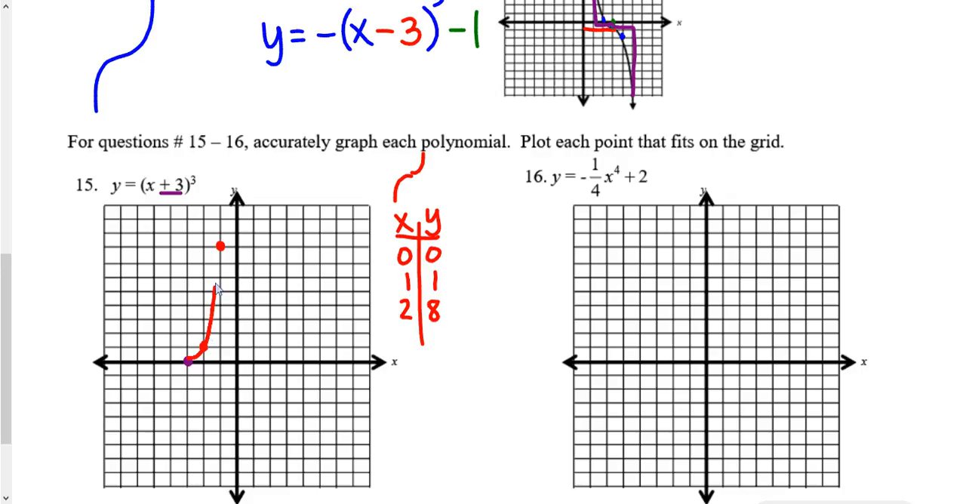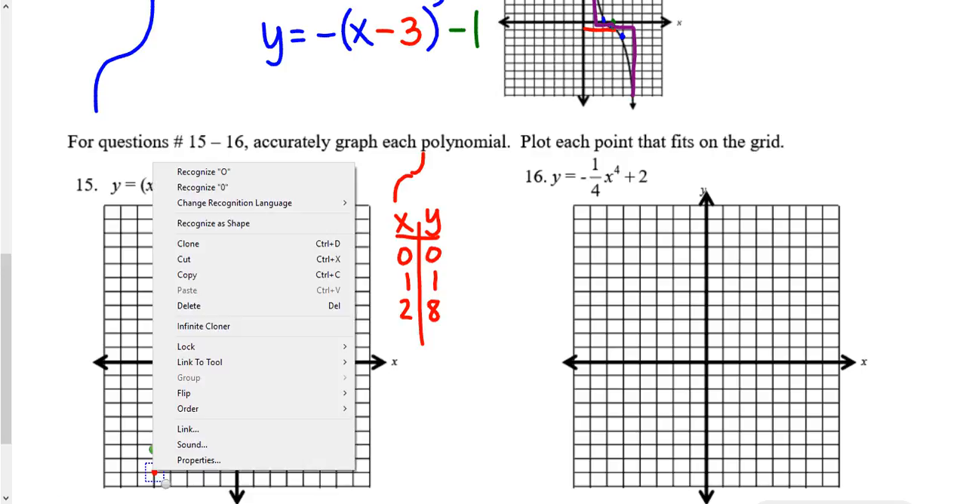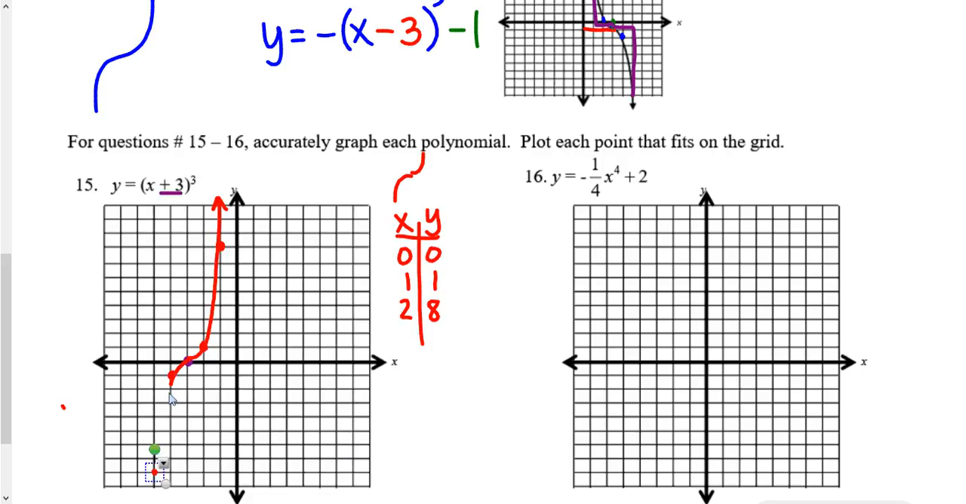And I also know that when I cube a negative number, it's going to be negative. So rather than go up on the left-hand side, this one's going to go down on the left-hand side. 4, 5, 6, 7, 8. I put arrows on both ends to show that it keeps going forever. And I've filled my graph completely with any points that would fit.